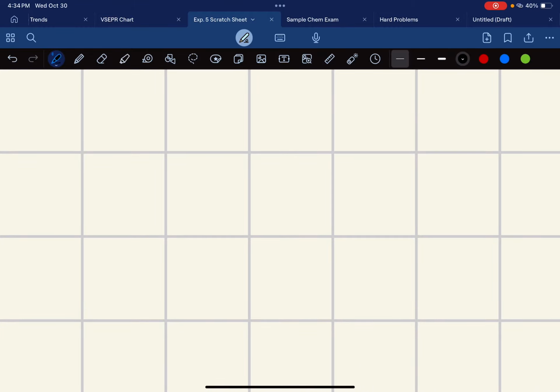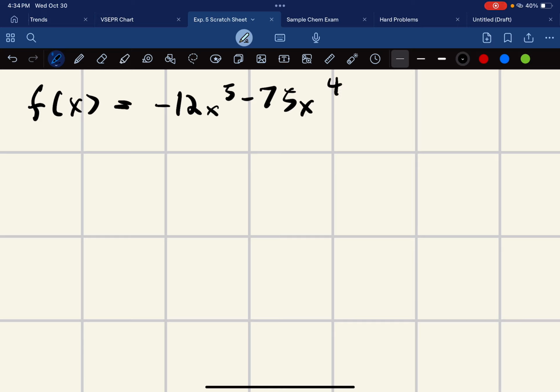This is the 4.3 teaches video. The problem we are given is that we have to find the critical numbers of a function, and our function is f of x equals negative 12x to the fifth minus 75x to the fourth plus 80x cubed plus 1. And to find the critical numbers of a function, we A, first have to find the derivative of it, B, set the derivative to 0, and C, solve for x.